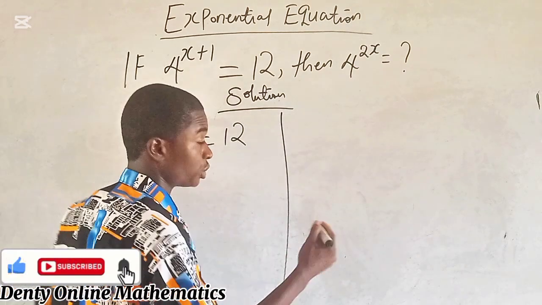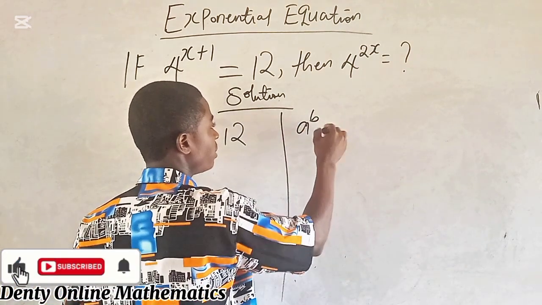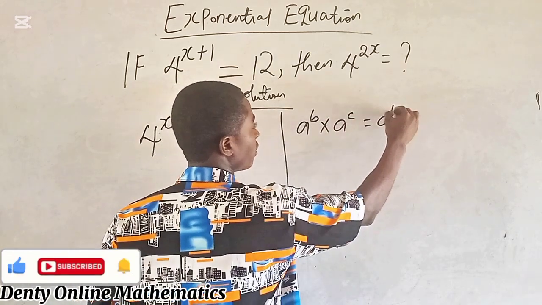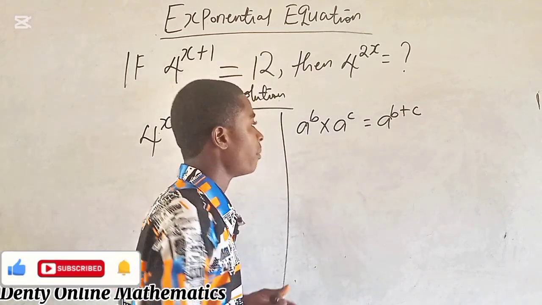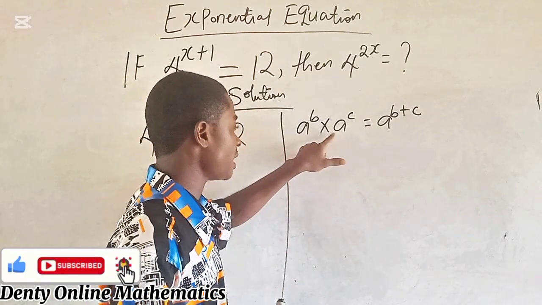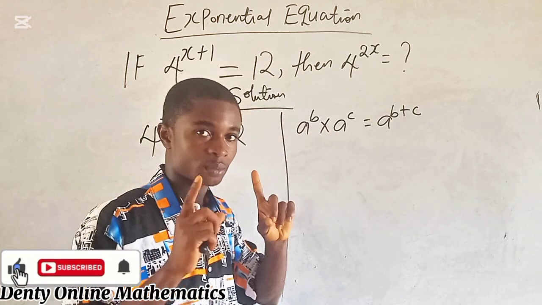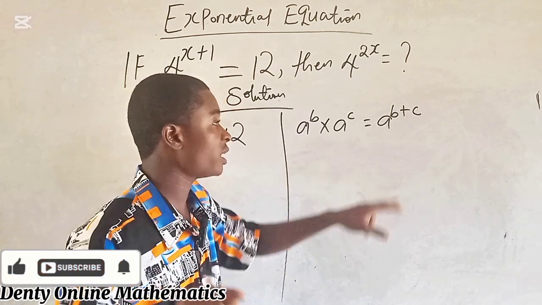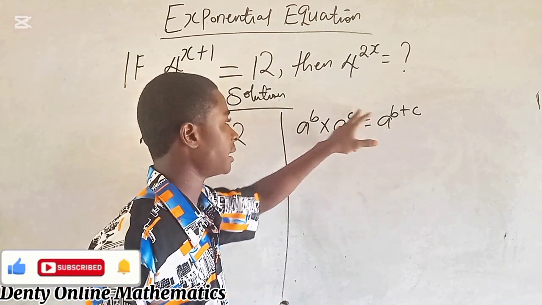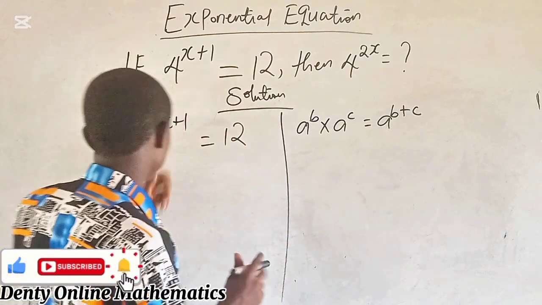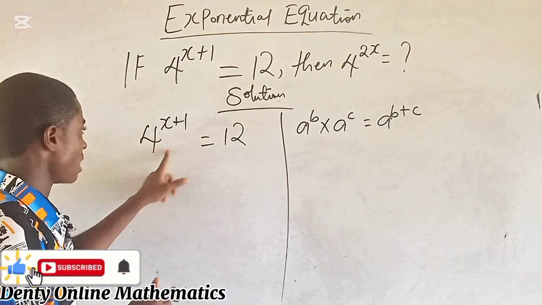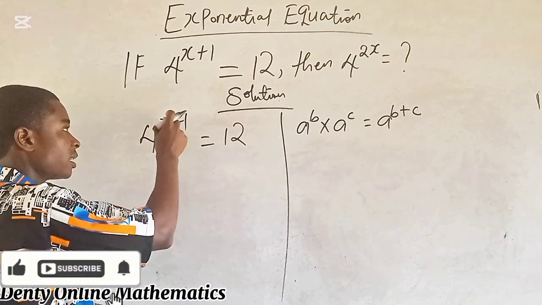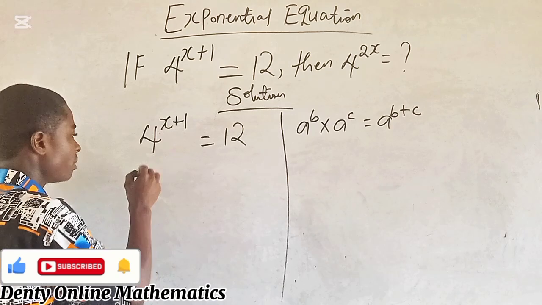By the law of indices, you should know that a raised to the power of b multiplied by a raised to the power of c is equal to a raised to the power of b plus c. That means anytime the bases are the same and you are multiplying them, you are free to pick one of the bases and add the exponents, or the powers. So bringing all of this here, we are adding the powers here. That means the bases must be the same.